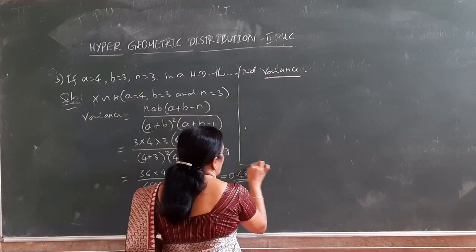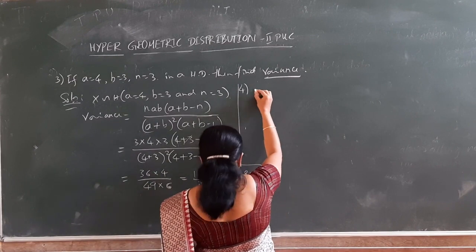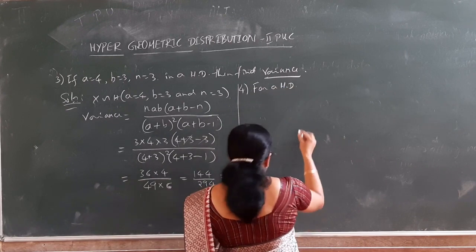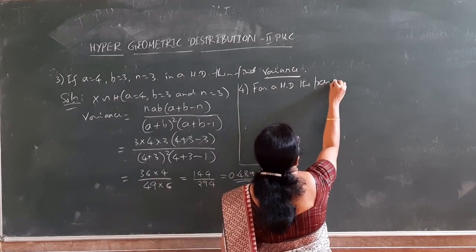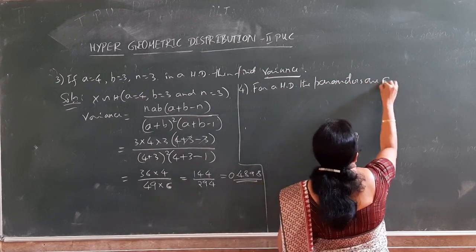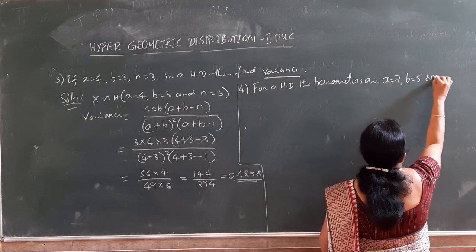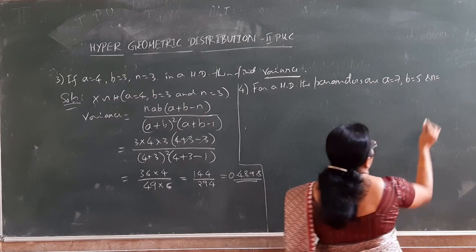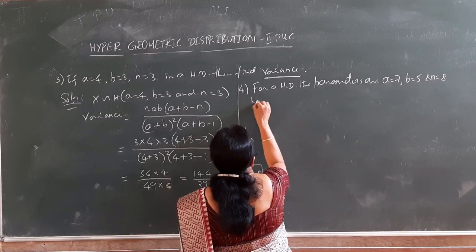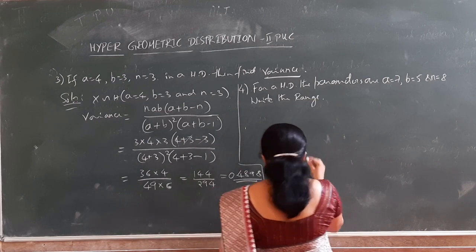Next, let us solve one more problem, that is the fourth problem. For a hypergeometric distribution, the parameters are A equal to 7, B equal to 5 and N equal to 8. Write the range.